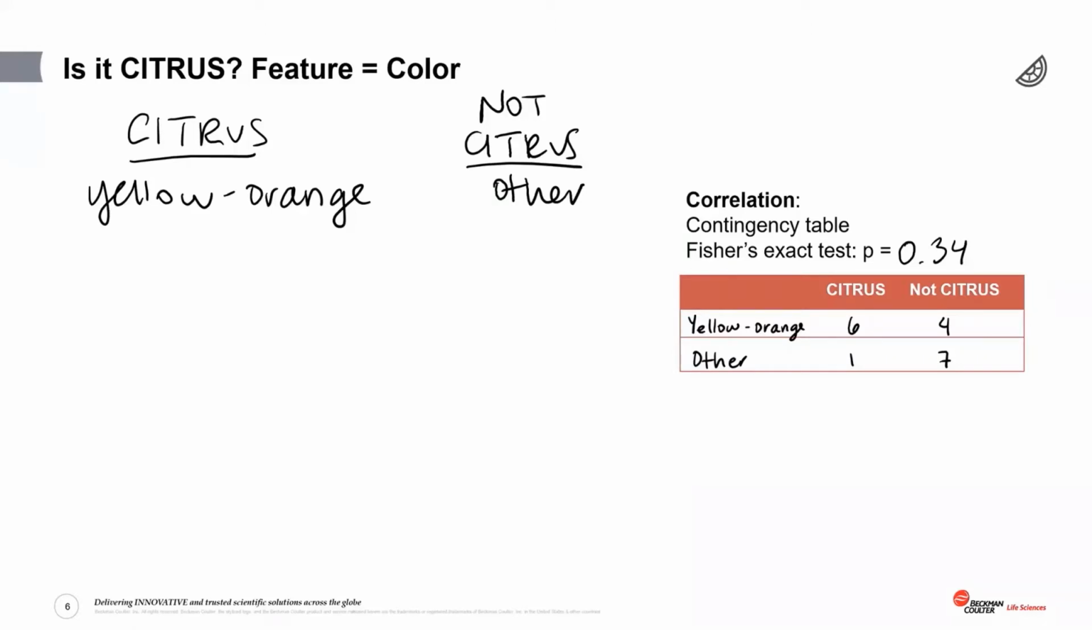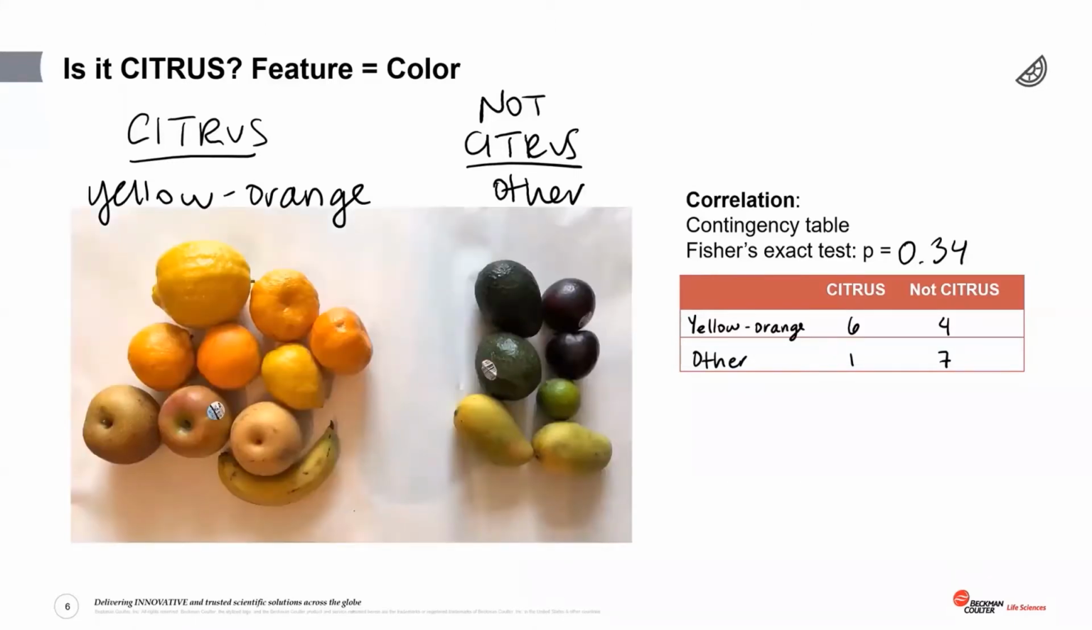If instead we use a single variable prediction model where we predict that all fruits that are yellow and orange are citrus, here's how we would guess which fruits are citrus. We correctly classify the lemons, oranges, and migniolas as citrus, but we incorrectly call the pears, apples, and bananas citrus. On the other hand, we correctly classify the green avocados and mangoes and purple plums as not citrus, and we fail to classify the lime as citrus because it's green.